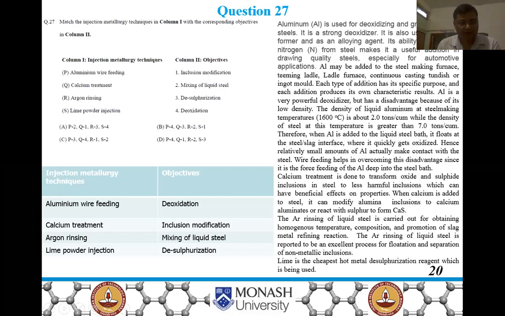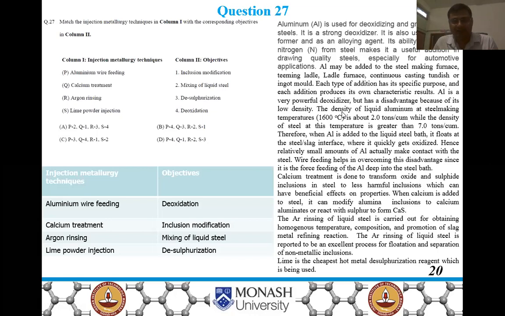So Q is 1. So the correct option is D. So I will explain this also. Aluminum is used for deoxidizing and grain refining in steels. It is a stronger deoxidizer. It is also used as a nitride former and as an alloying element.